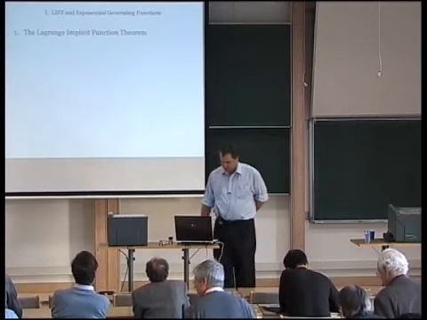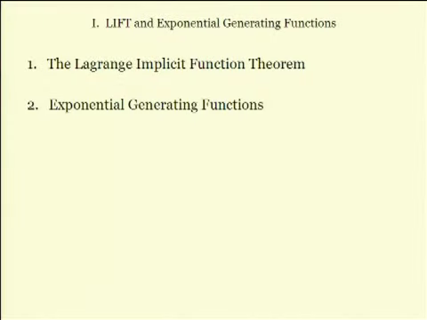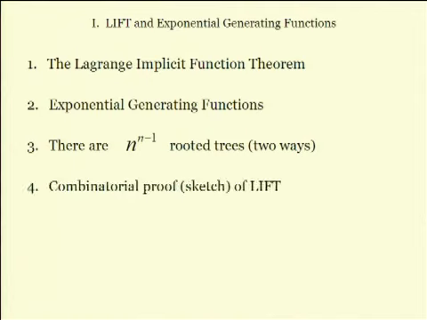So today, in brief outline, this is what I had planned. Lagrange implicit function theorem, exponential generating functions. The simplest non-trivial calculation in the theory is that there are n to the n minus 1 rooted trees on a vertex set with n elements. You can use exponential generating functions to provide a combinatorial proof of Lagrange's theorem.